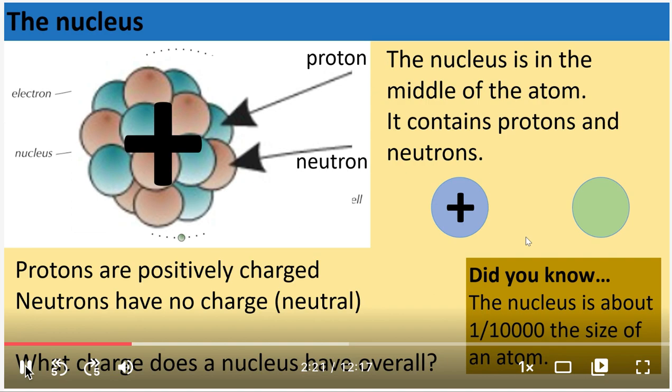Now, the nucleus is only 1/10,000th of the size of an atom. So it's a really, really small part of the atom, even though it contains the majority of the subatomic particles.